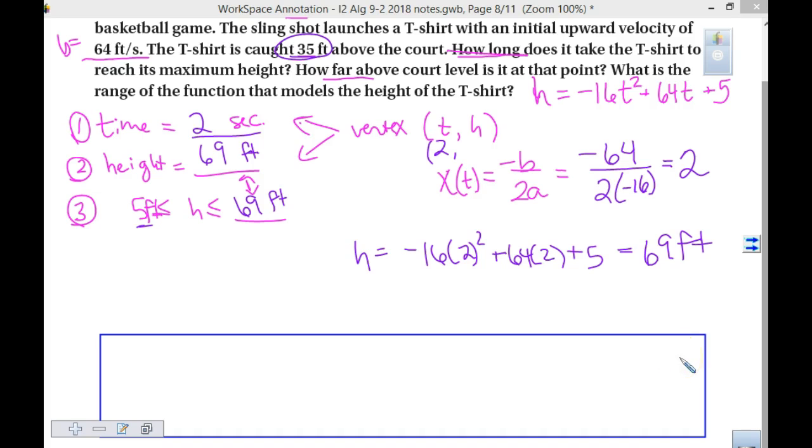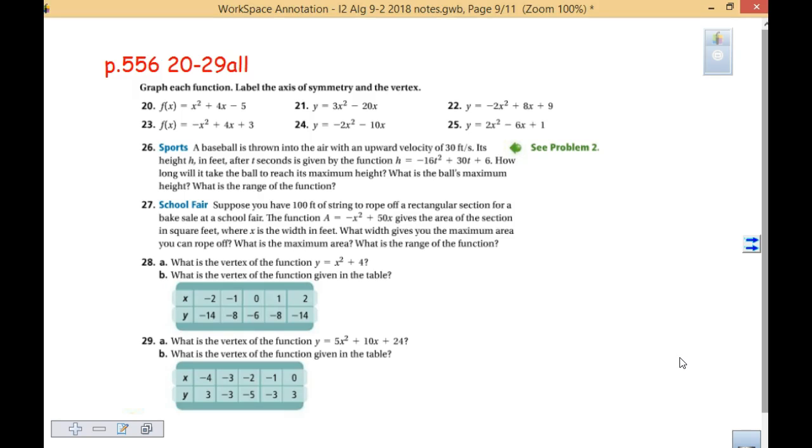Question. So when you look at your homework, we're only doing questions 20 through 29.